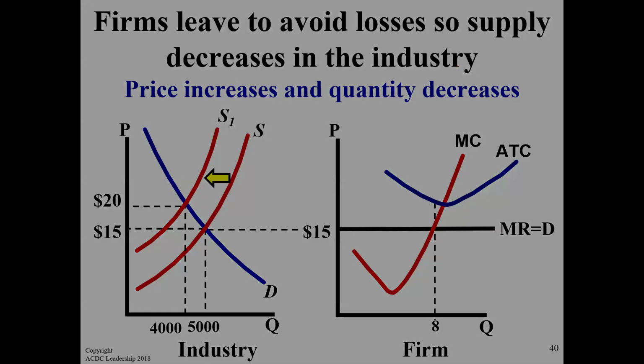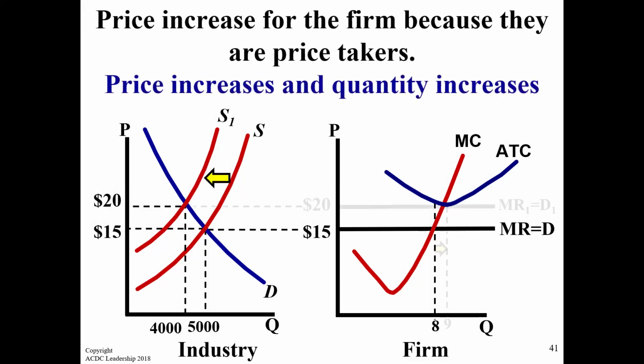Remember, firms are price takers, so that's gonna go across, and we're back to zero economic profit. And then it's MR, D1, AR. Okay?